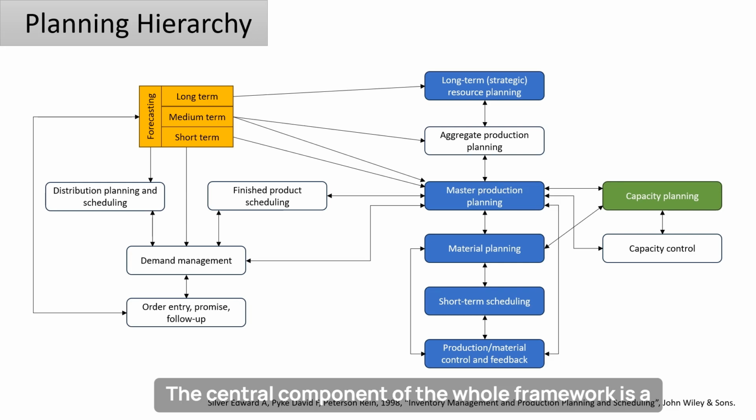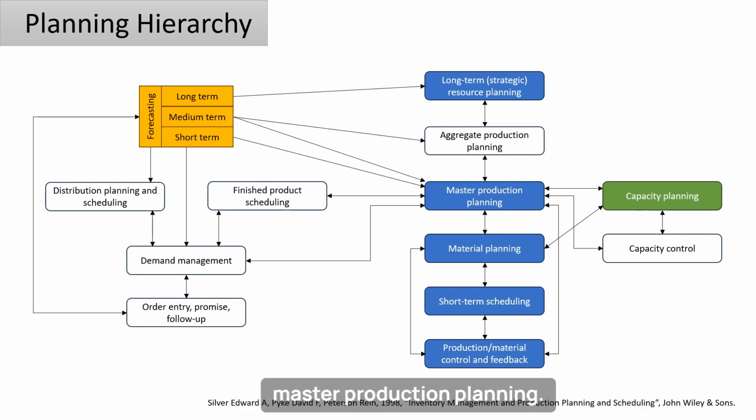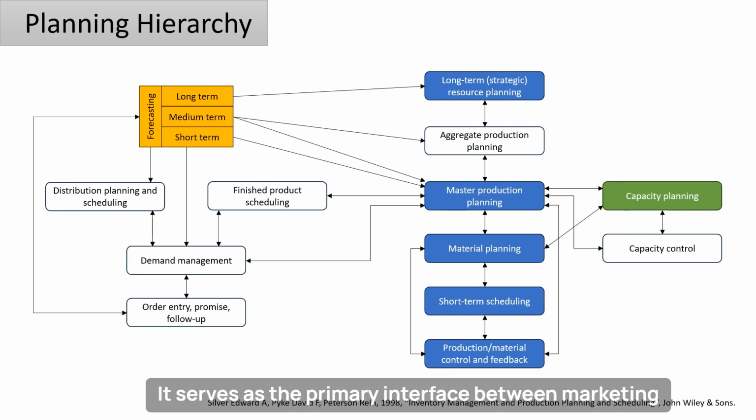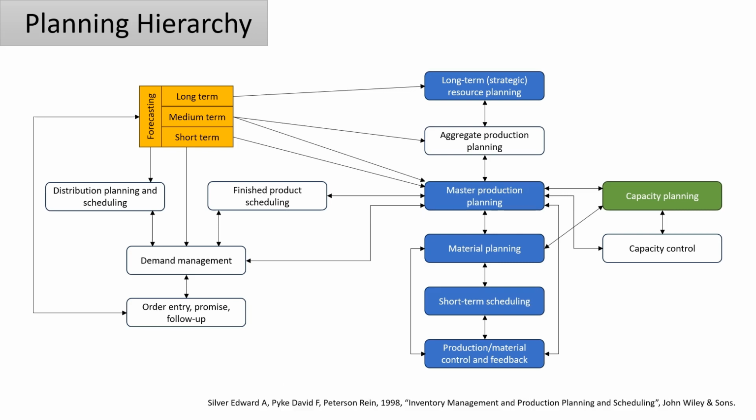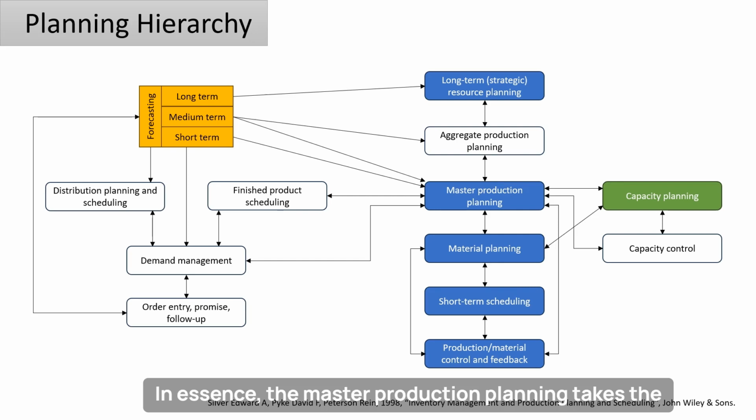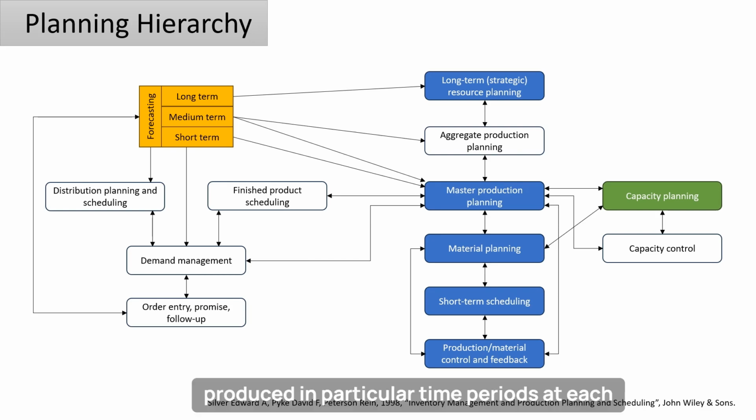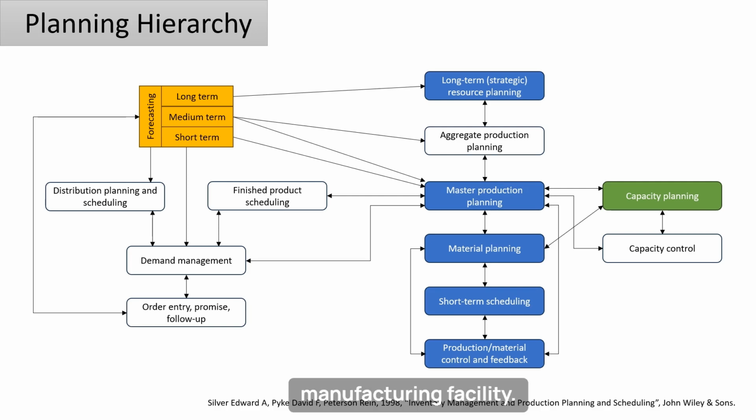The central component of the whole framework is master production planning. It serves as the primary interface between marketing and production, and essentially drives all of the shorter-run operations. In essence, the master production planning takes the aggregate production plan and disaggregates it into a production schedule of specific products to be produced in particular time periods at each manufacturing facility.